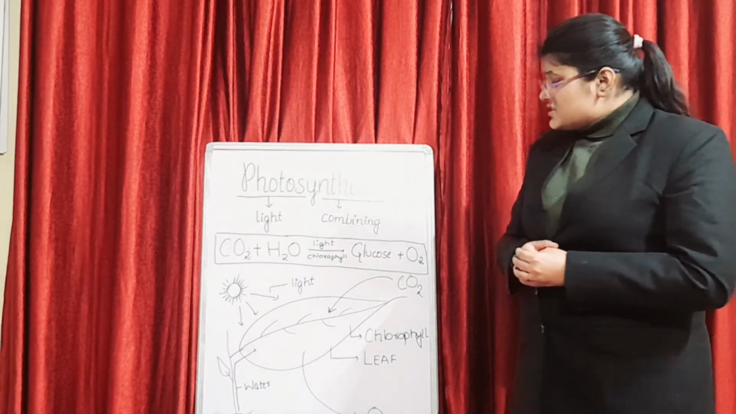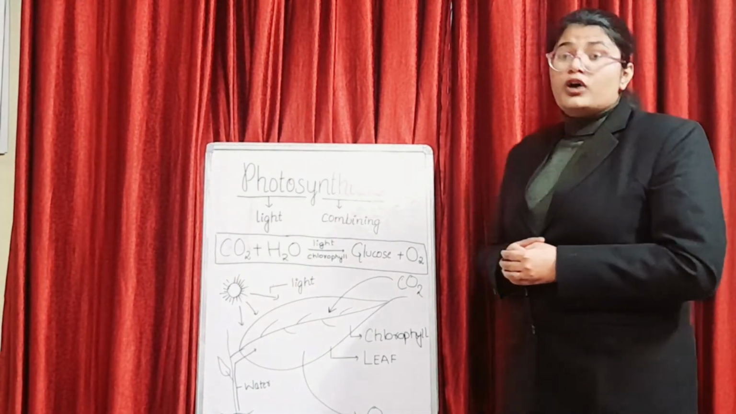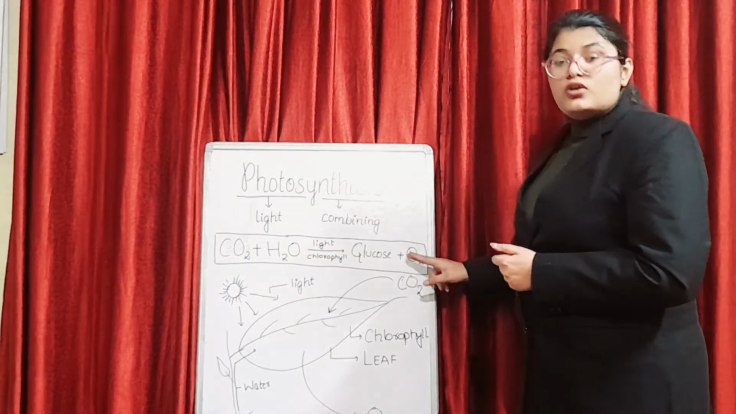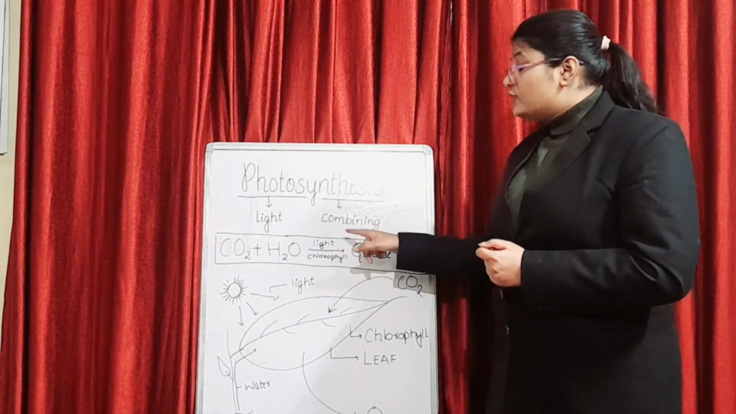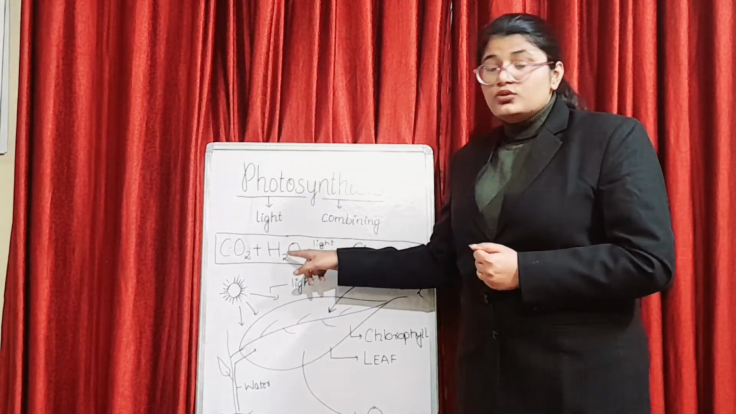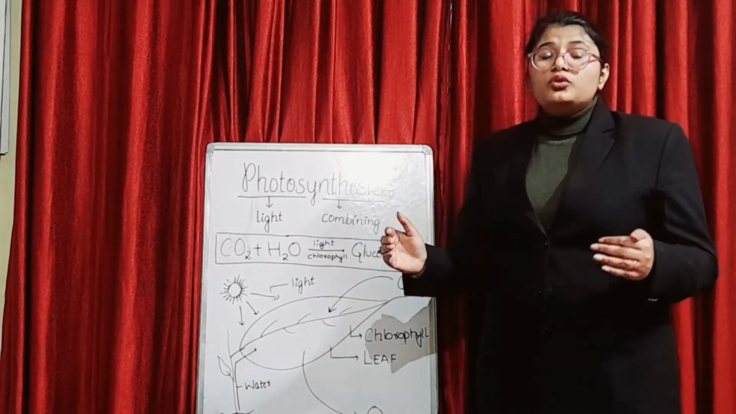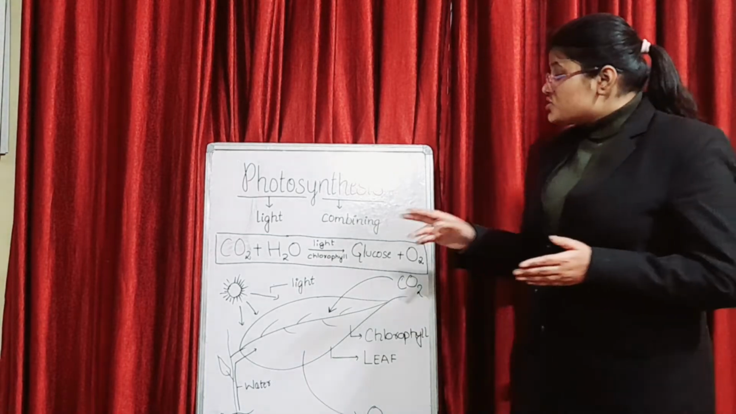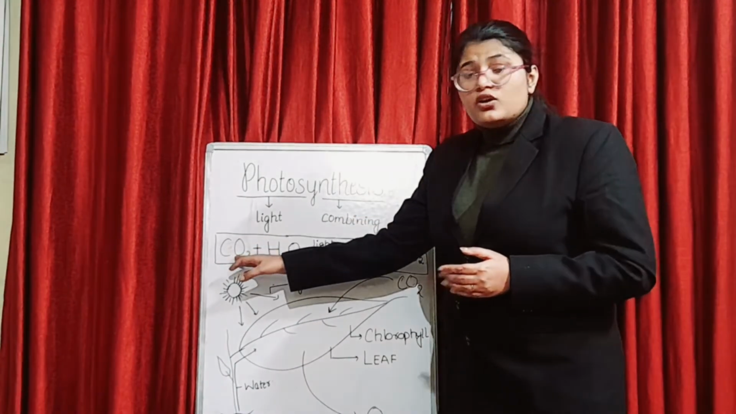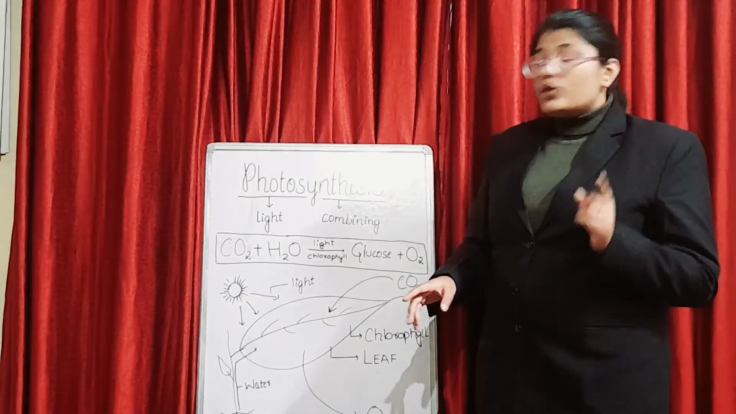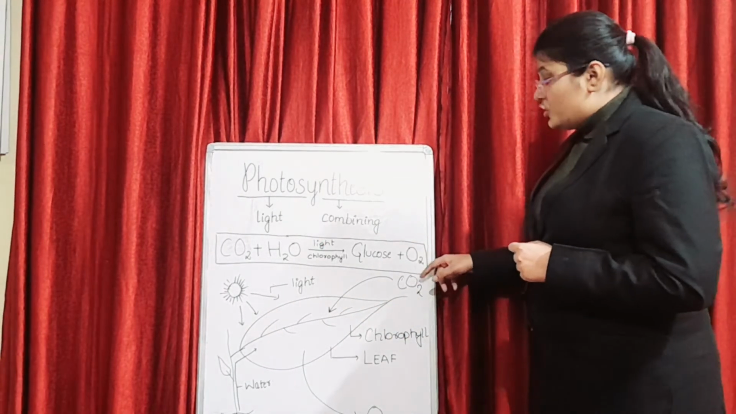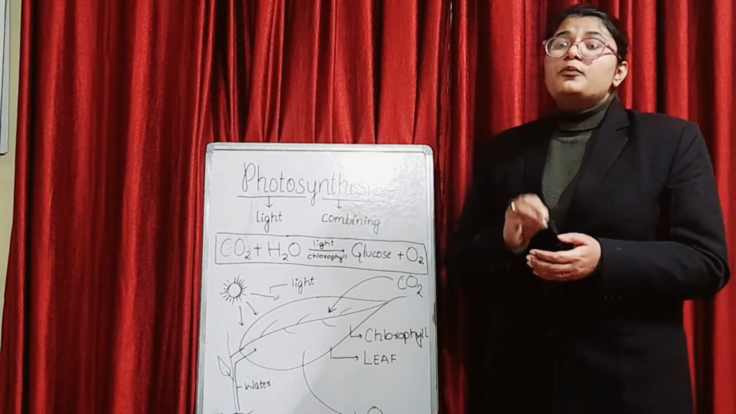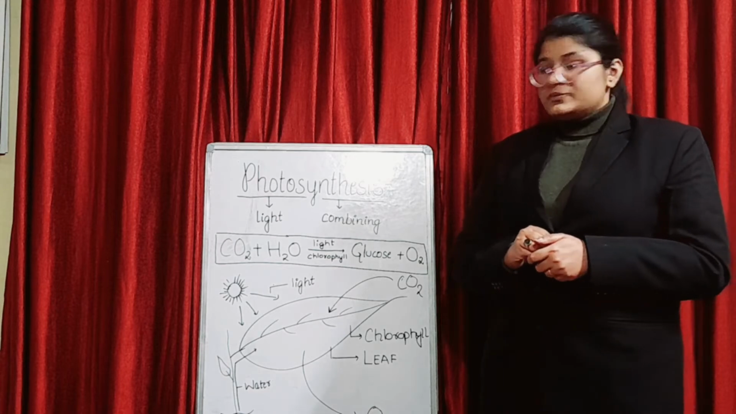Now, the basic question is, what is the need of water? Okay, water is used to make the glucose and oxygen, but how? With the help of light. Light is actually used to split the water into two radicals, H plus and OH minus, where H plus is combined with the carbon dioxide to make glucose, whereas OH minus is further used to make oxygen. And this process is the photolysis of water, which is a very important part of photosynthesis.